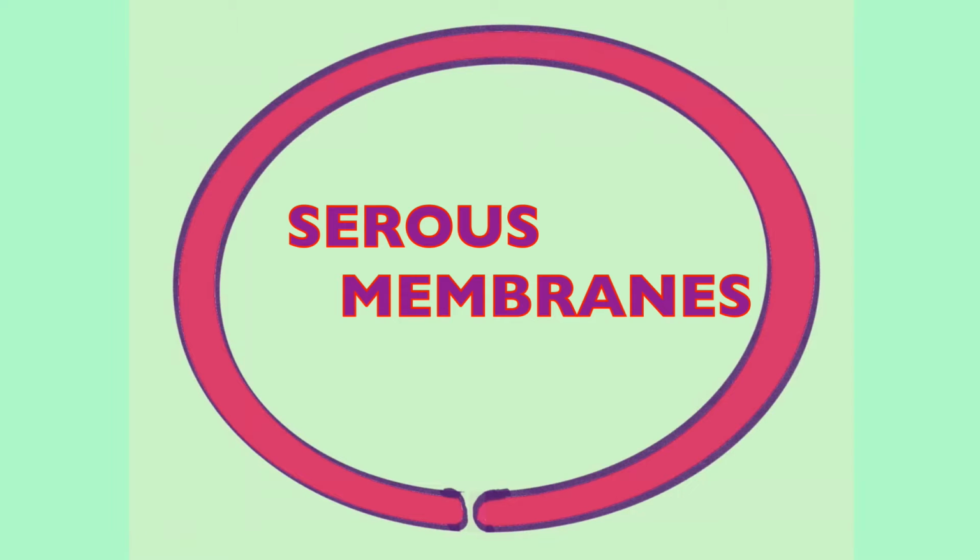Serous membranes are protective layers, lubricating layers, cushioning layers around many of the organs in our body, and they are set up as follows. If we follow this purple line, you can start anywhere, but we're going to start here.